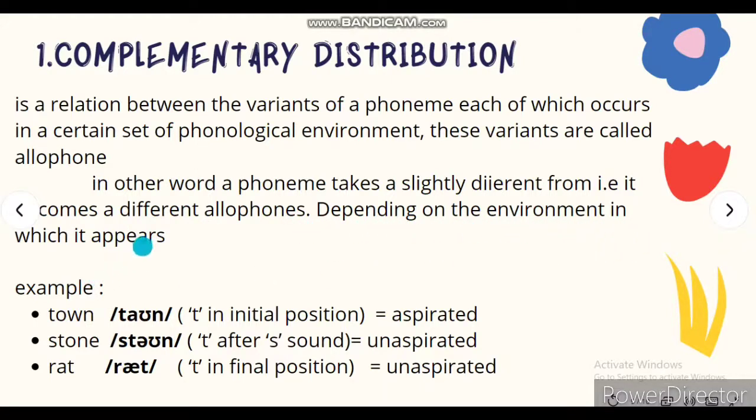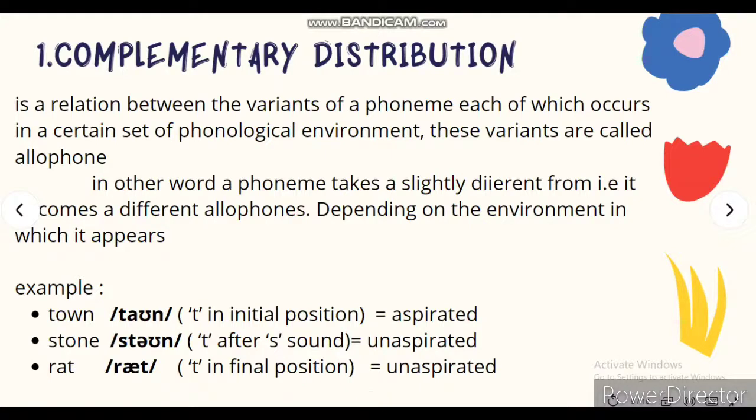For example, we have three different examples here. First, t in initial position, as in the word town. We can see it is aspirated, or has a puff of air, when we say t in initial position. Next, t after s sounds, like in stop. It is unaspirated. And t in final position, as in the word red. We can see it is unaspirated.